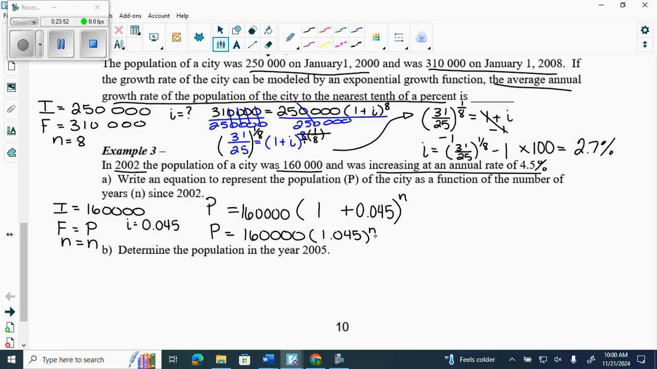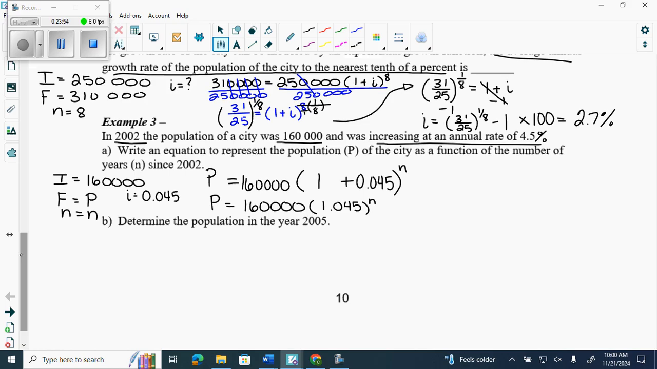All right. Then b says, determine the population in year 2005. So what does that help us get, P or N? N. And how do we get N? 2005 minus 2002, which is 3. So we're going to get P equals 160,000, bracket 1.045 to the 3. Type it in.